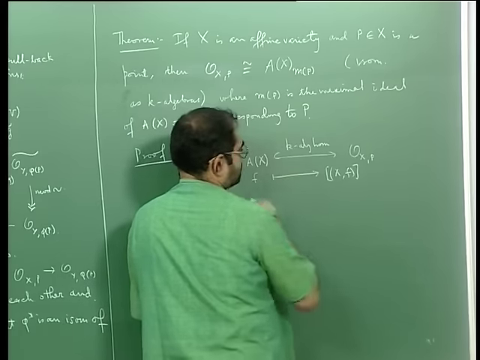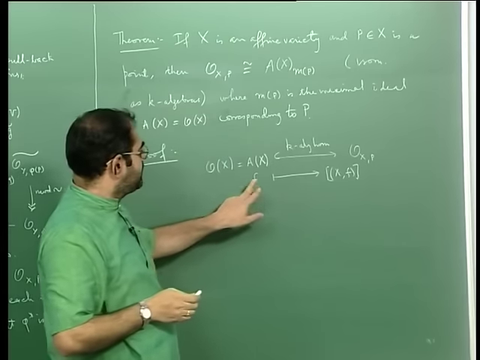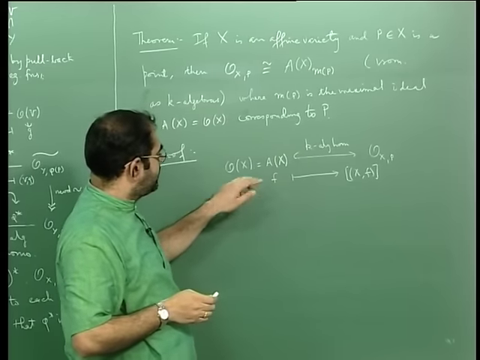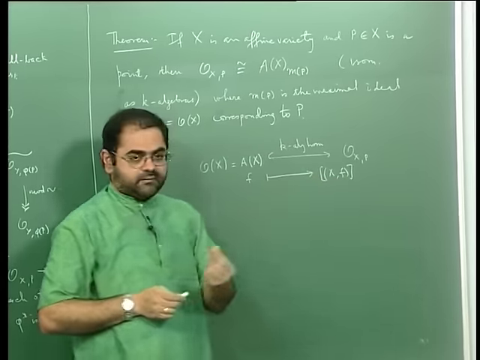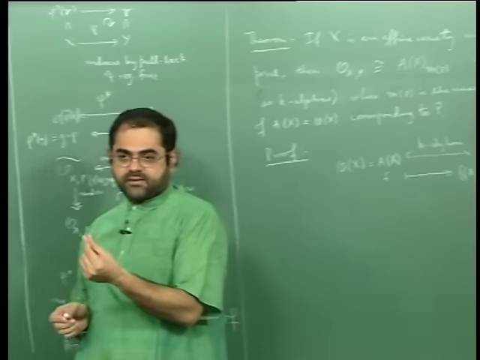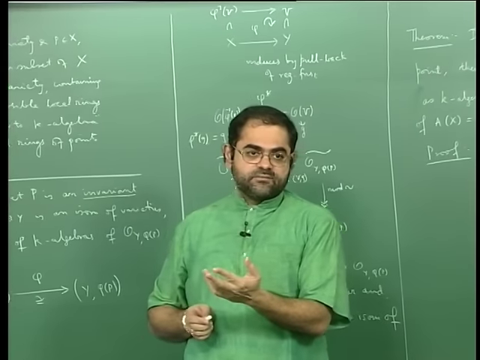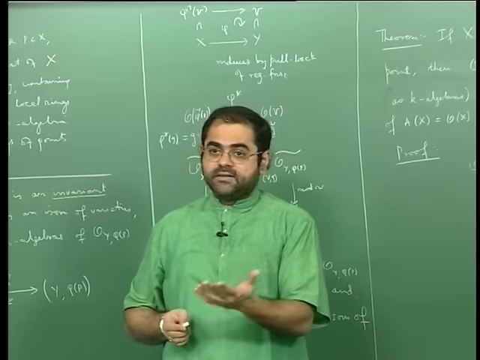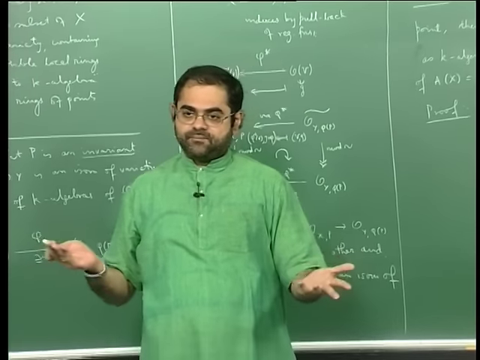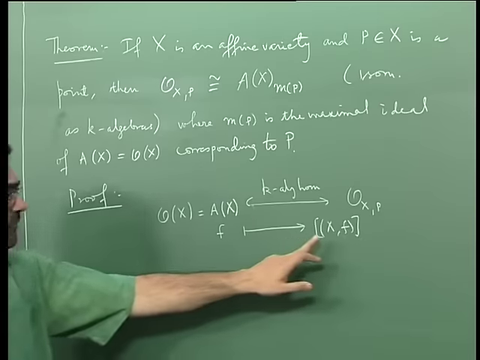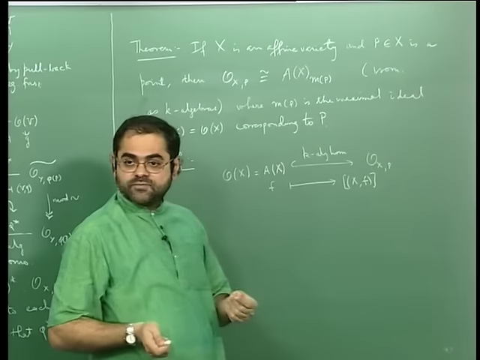This is of course a k-algebra homomorphism, that is easy to check, and you can also see that it is injective, because if the germ of f at the point p is 0, it means that f coincides with the 0 function in a neighborhood of p, but then it has to coincide with 0 on all of X, okay. So if this is 0, then this is 0, so this is an injective homomorphism, okay.